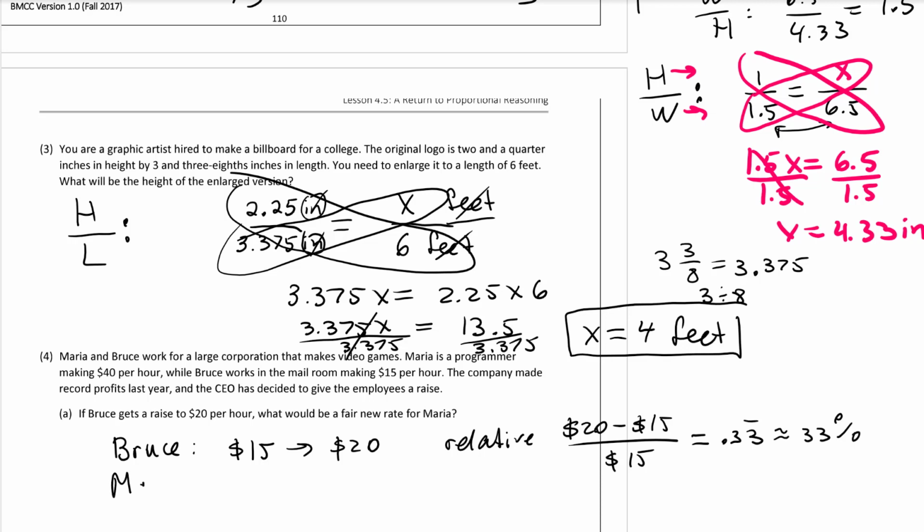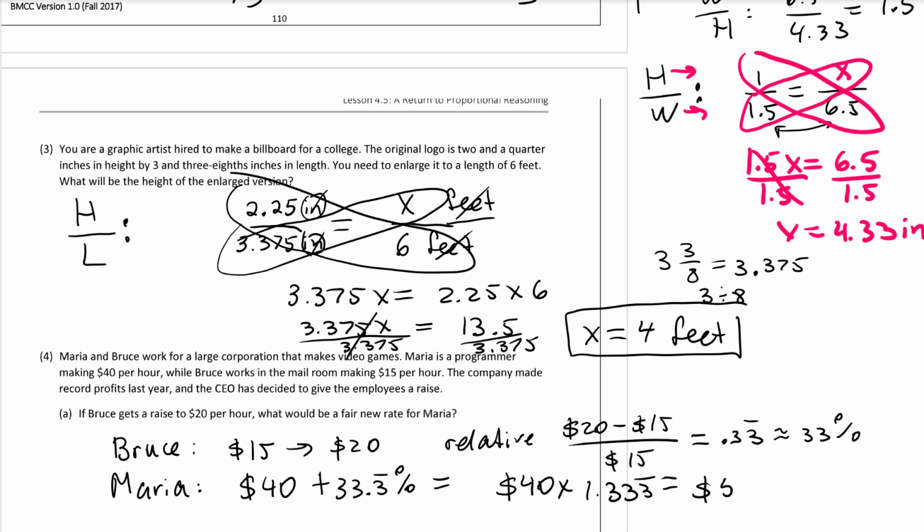So then Maria was making $40, so her salary should also increase by 33 and 1/3%. So we can take $40 and multiply it by 1.333. Again, I'm touching the 1, assuming that you're getting a little bit more comfortable understanding. If something goes up by 1%, if you touch the 1, then it gets you back what you started with, an additional 33%. So that should be $53.32 about.